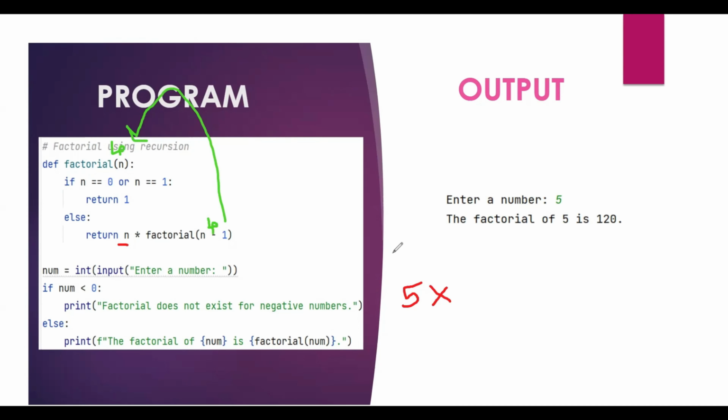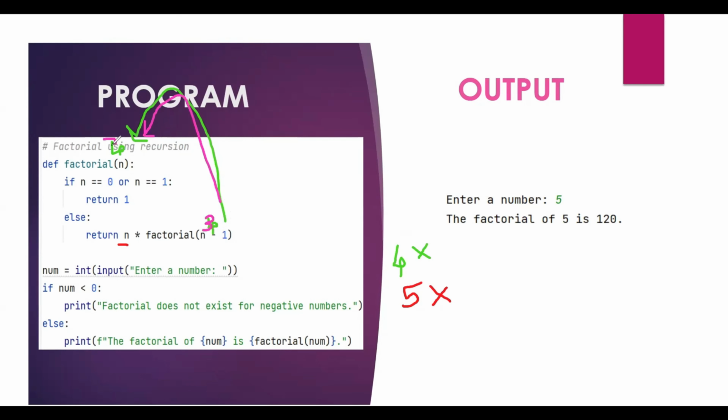Sorry, n is 4, so I'm returning 4 into factorial of n minus 1. 4 minus 1 is 3. So again it's a recursive function call, and we are going up here.